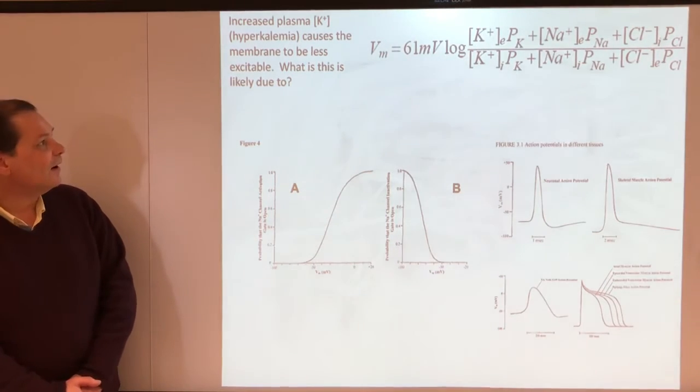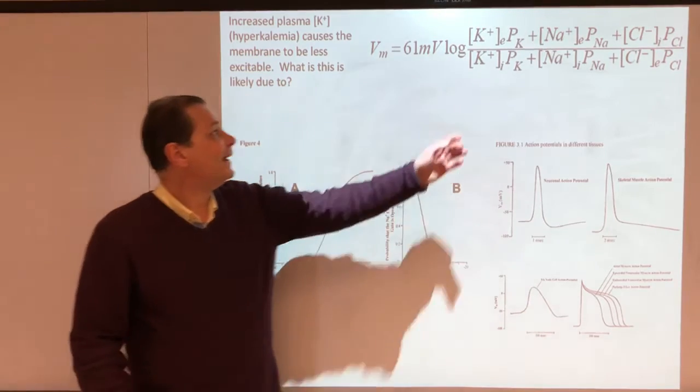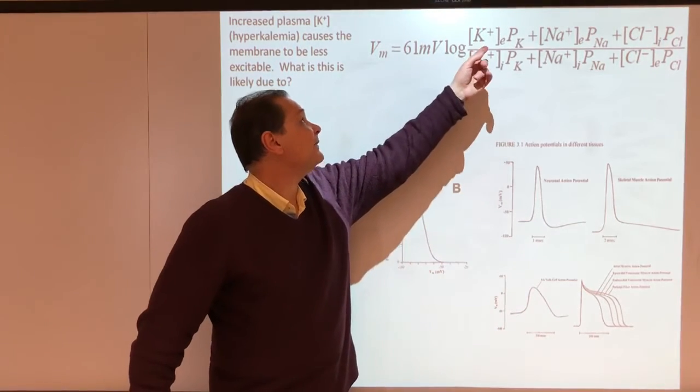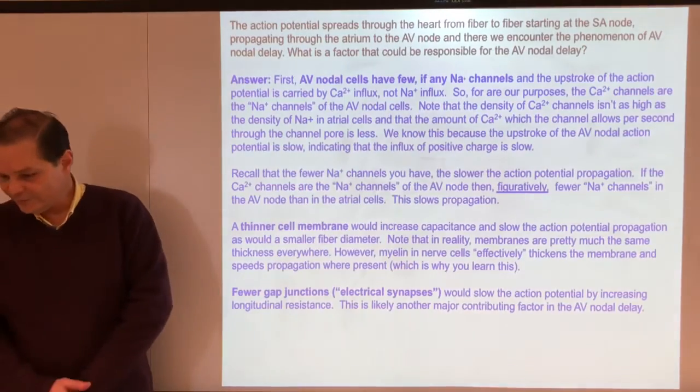So here's our Goldman-Hodgkin-Katz equation. And again, increased extracellular potassium makes this membrane voltage go up, just like that.